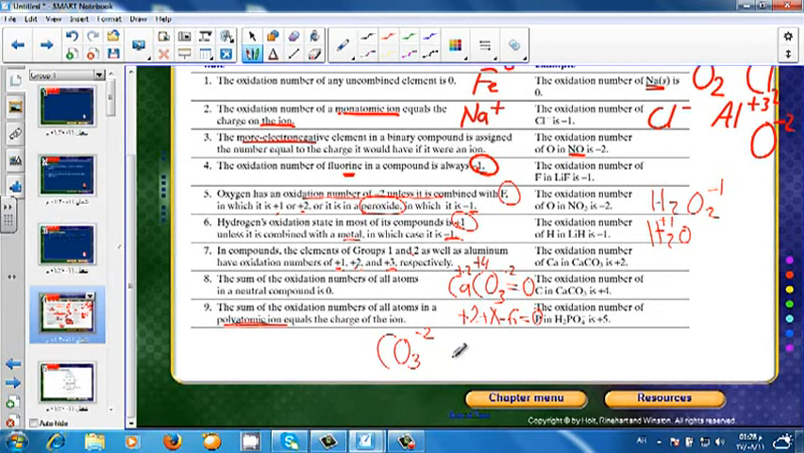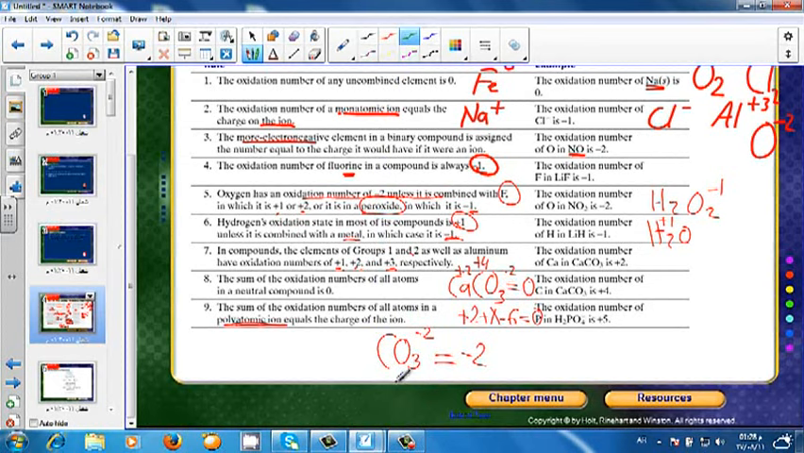This is a polyatomic ion. So the total or the sum of all the oxidation numbers here will be equal to the charge of this molecule, which is negative 2. But here the total of all equals 0 because I'm dealing with a neutral compound. Here I'm dealing with a charged particle.